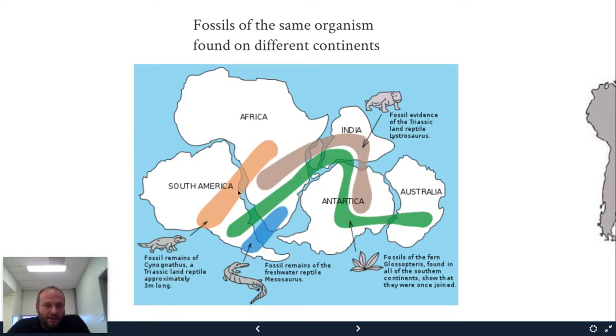These are animal fossils and plant fossils that could not have traveled across a great ocean. Same with down here. You can see, all throughout here, there's this pattern of fossils being found in similar regions, but on different continents.